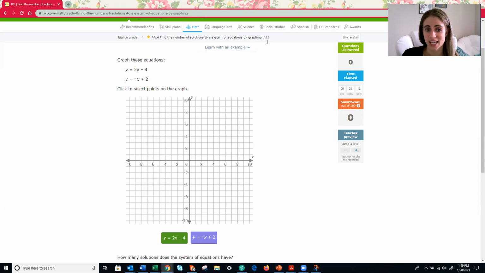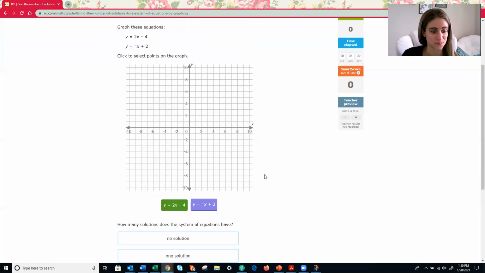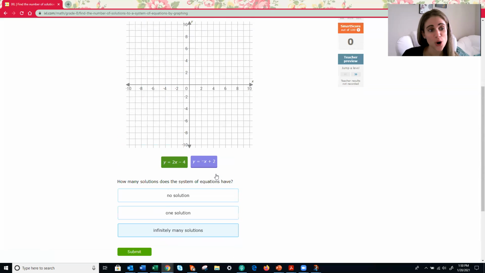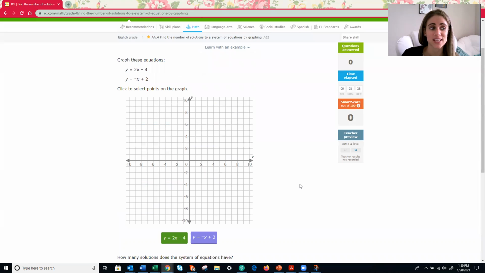On this assignment, you may be able to look at the two equations and just know automatically how many solutions: either no, one, or infinite. But even if you know automatically, this IXL assignment does require that you still graph the equations.